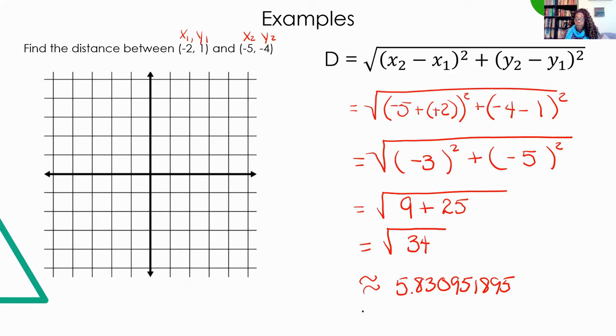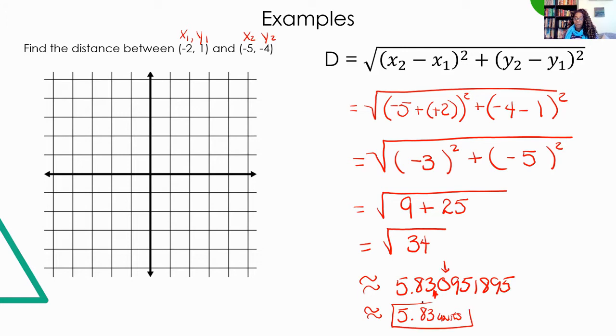But if I'm going to round to the hundredths place, which is right here where the 3 is, I need to look at the next one over. So it's a 0. So remember the old saying, if it's 5 and above, we're going to give it a shove. That means we're going to add 1 to that 3. But 0 is less than 5. So if it's 4 and below, we're going to leave it alone. So my answer for the distance is going to be 5.83, whatever my units are.